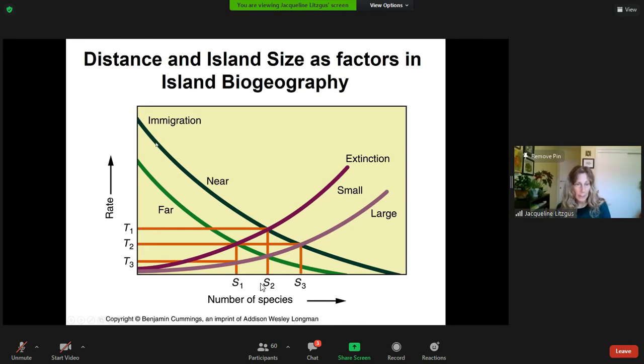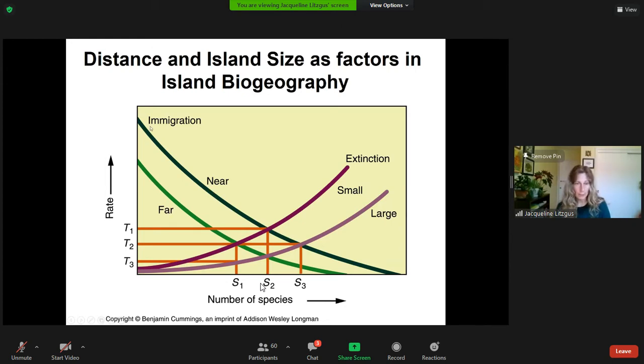It's going to initially be a bit faster for those that are really good at dispersing, and then it's going to taper down and slow down for those that are not as good at dispersing. So it accounts for it a little bit. The steepness of that immigration curve for any island is dependent on its isolation, that is, its distance from the mainland. So here's a curve that represents near islands for rate of immigration, and here's a line that represents far, more distant islands for their immigration.